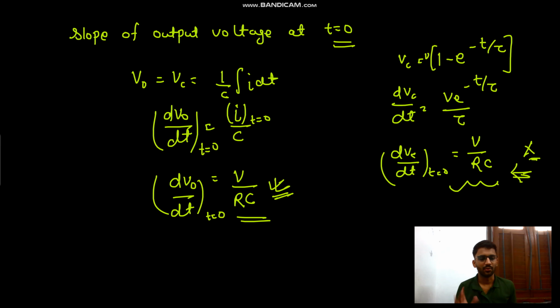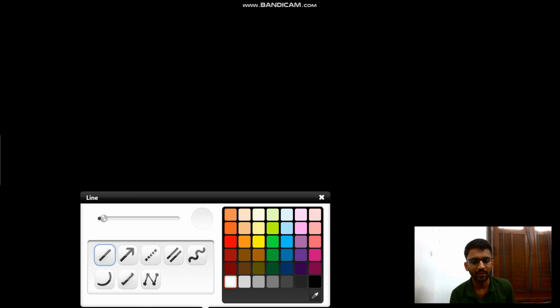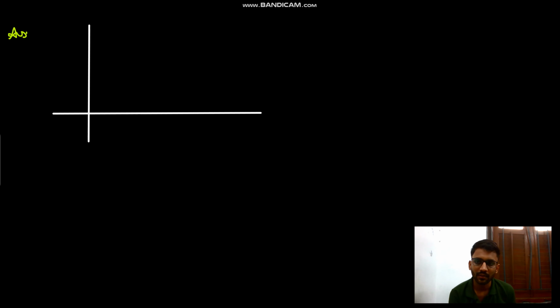So this was the voltage waveform, and I have already explained about the current waveform. So the current waveform would be answer 3. Let me draw the circuit once again.